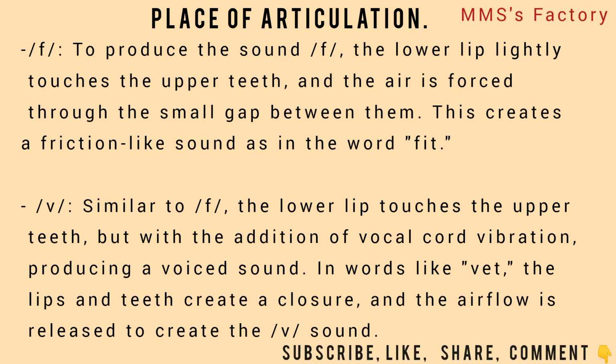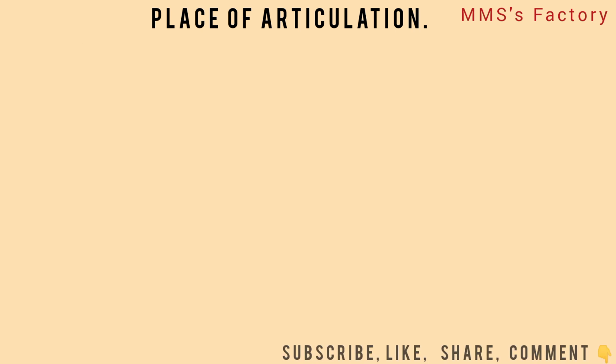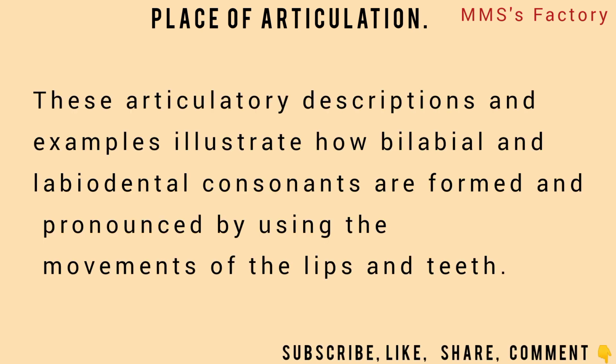V: similar to F, the lower lip touches the upper teeth, but with the addition of vocal cord vibration, producing a voiced sound. In words like vet, the lips and teeth create a closure, and the airflow is released to create the V sound. These articulatory descriptions and examples illustrate how bilabial and labiodental consonants are formed and pronounced by using the movements of the lips and teeth.